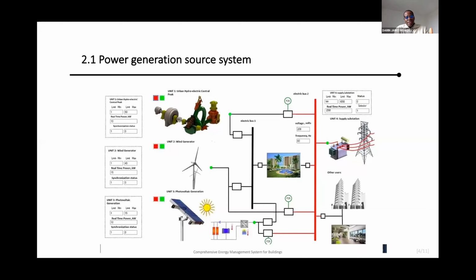For this research, we used photovoltaic, wind speed, and urban type hydroelectric centers to take advantage of the rain regime that occurs in Bogotá for several months a year. We will see more detail now.